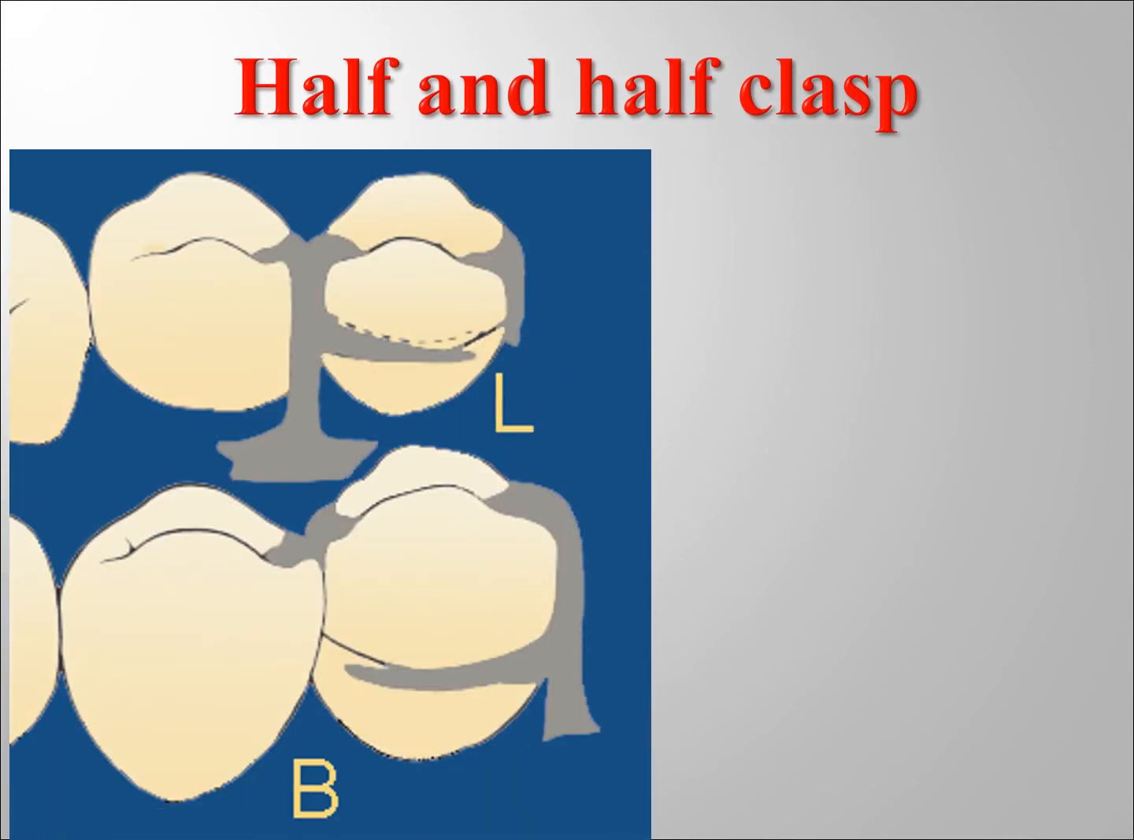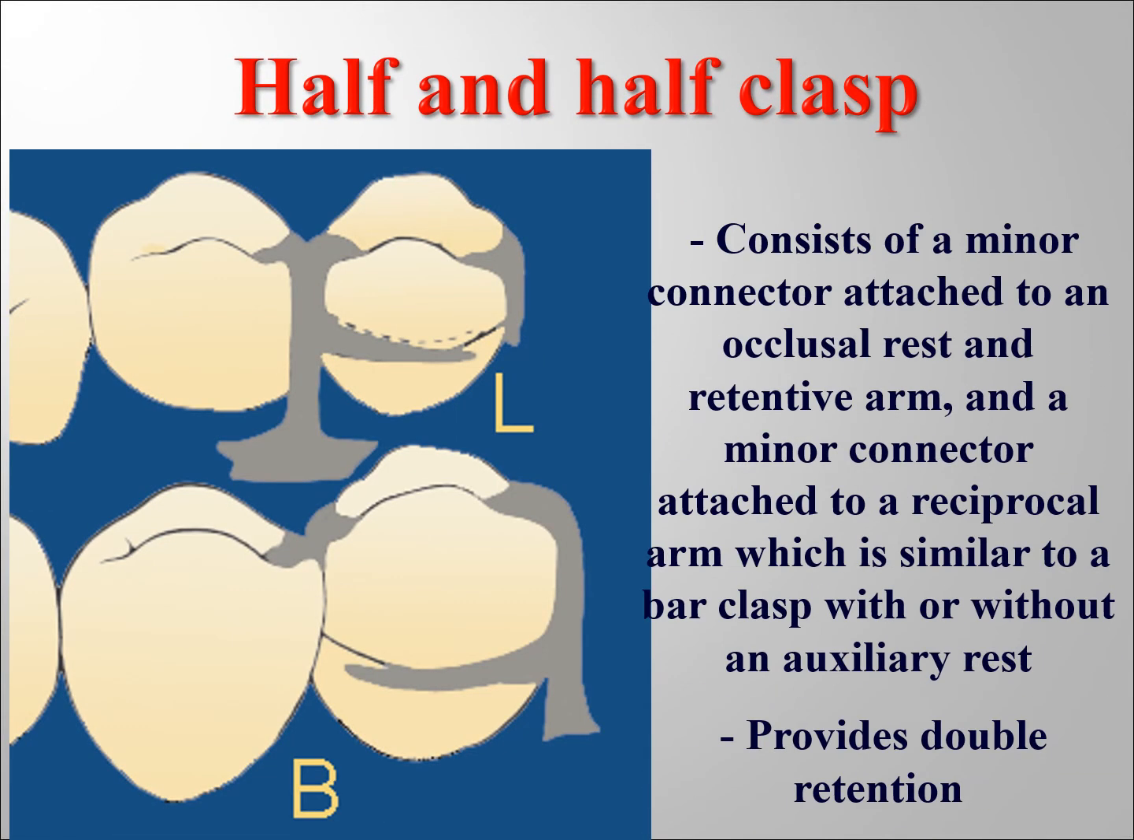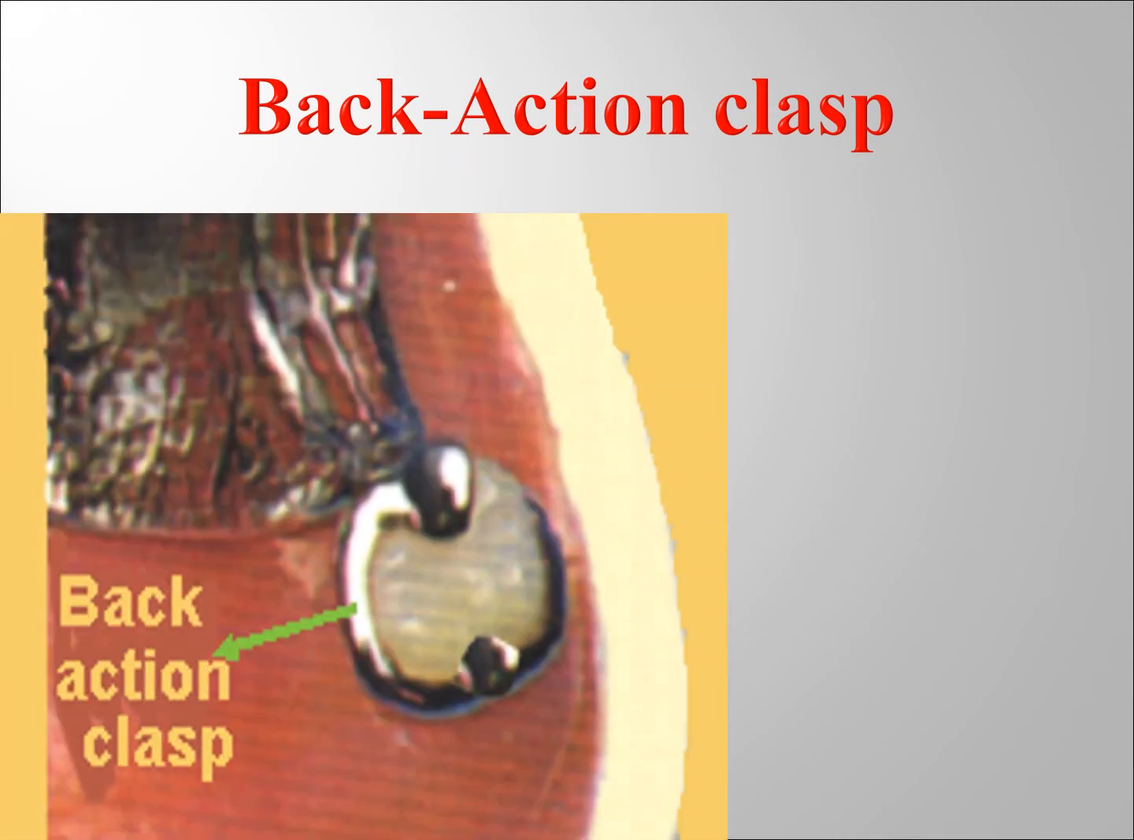Half and half. This one is not commonly used. It has a minor connector attached to an occlusal rest and retentive arm, and another minor connector attached to a reciprocal arm, which is similar to the bar clasp, with or without an auxiliary rest. This provides double retention. Back action, again, not commonly used.